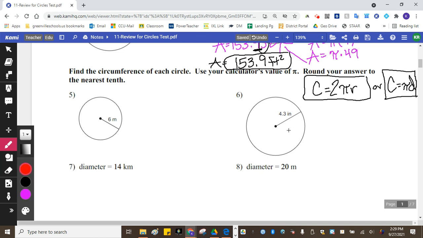So on 6, is 4.3 my radius or my diameter? Your radius. So I'm going to use this first equation. So my circumference equals 2 pi my radius. And anytime I plug something in, I use parentheses.